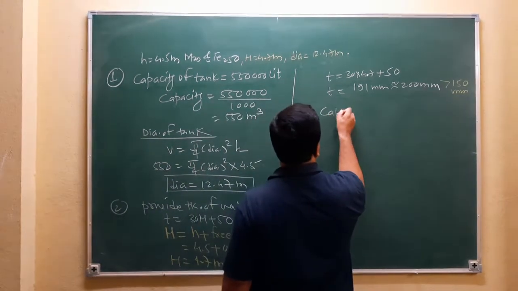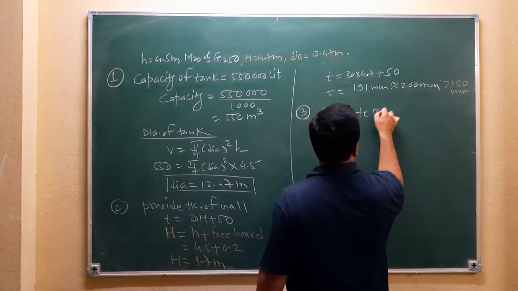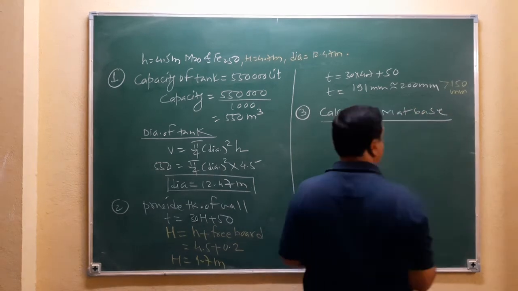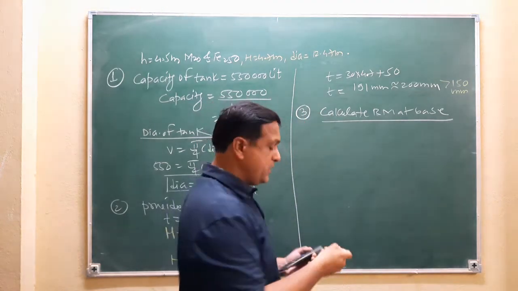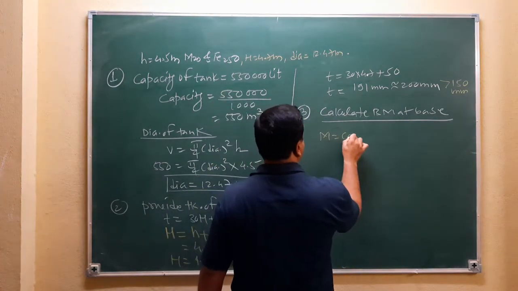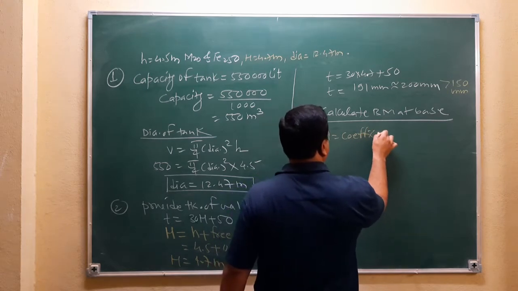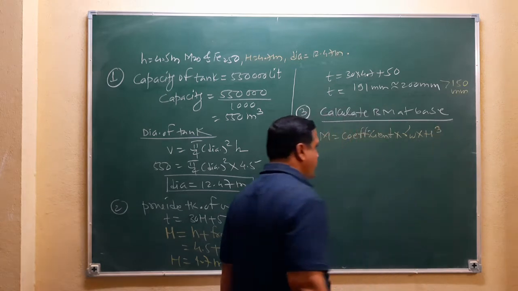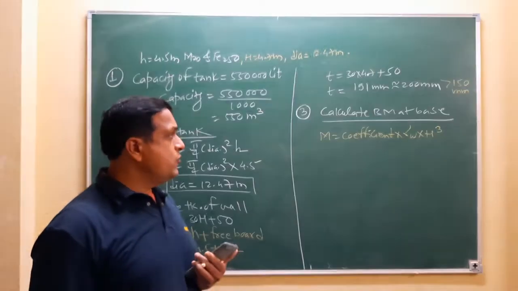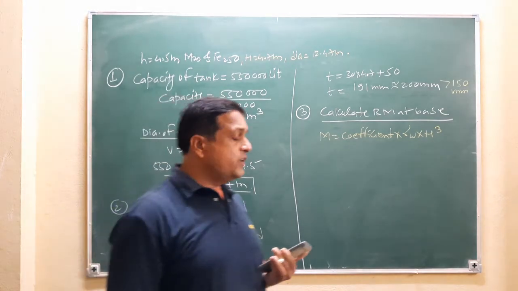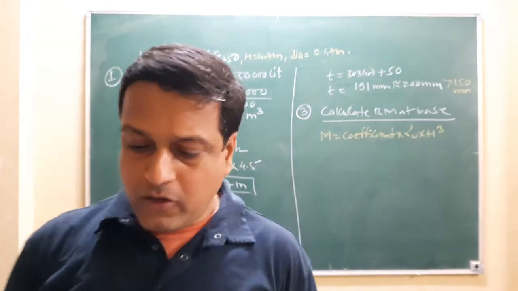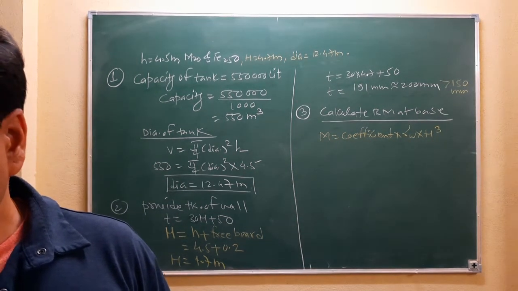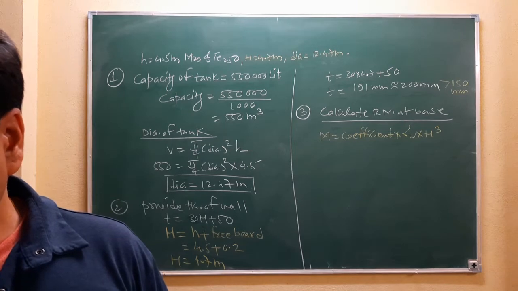Now calculate the bending moment at base. So the formula for bending moment in the IS method: bending moment M is equal to coefficient multiplied by gamma W into H cube. So this is the formula for bending moment.